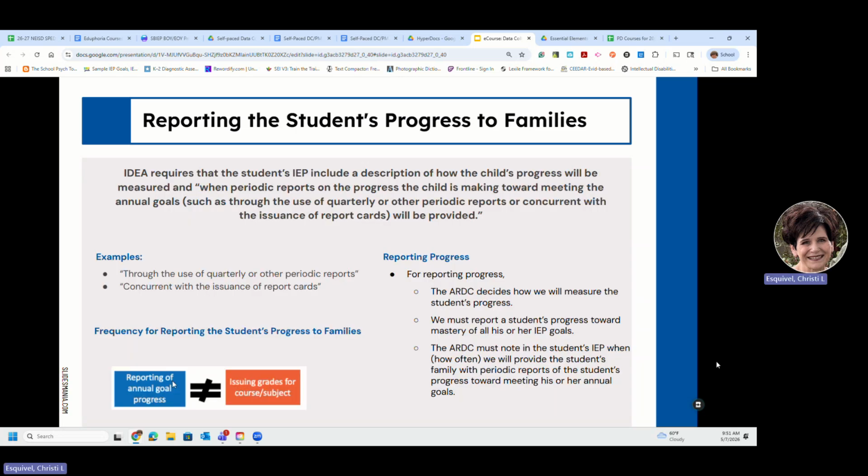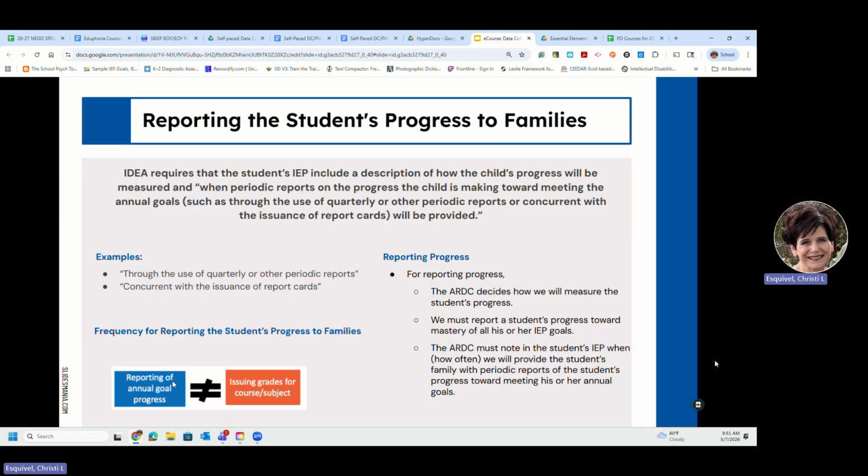So let's go back and look at federal law. We reviewed the first part, which was about including a description of how progress towards meeting annual goals will be measured. IDEA requires that the child's IEP include a description of how the child's progress will be measured and when periodic reports of the progress the child is making toward meeting the annual goals, such as through the use of quarterly or other periodic reports or concurrent with the issuance of report cards, will be provided.